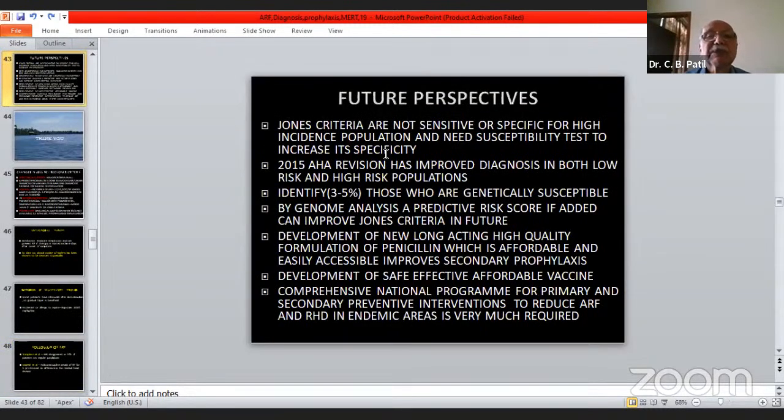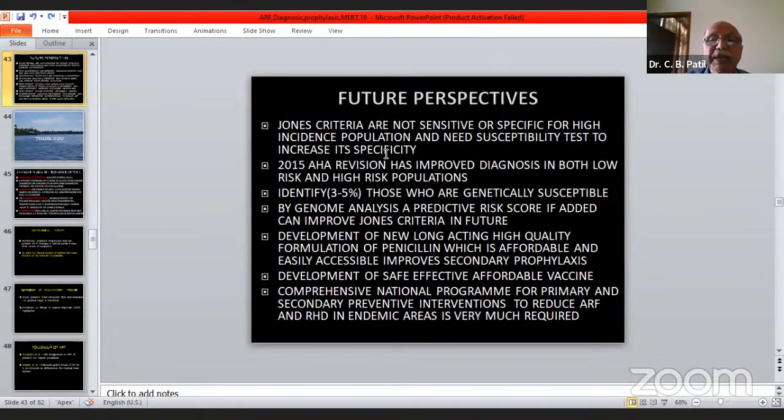So what are the future perspectives? Jones criteria are not sensitive or specific for high risk populations and need a susceptibility test to increase specificity. The 2015 AHA revision has improved diagnosis in both low risk and high risk populations and identifies those who are genetically susceptible, who are almost 3 to 5%. By genome analysis, a predictive risk score, if added, can improve Jones criteria in future.